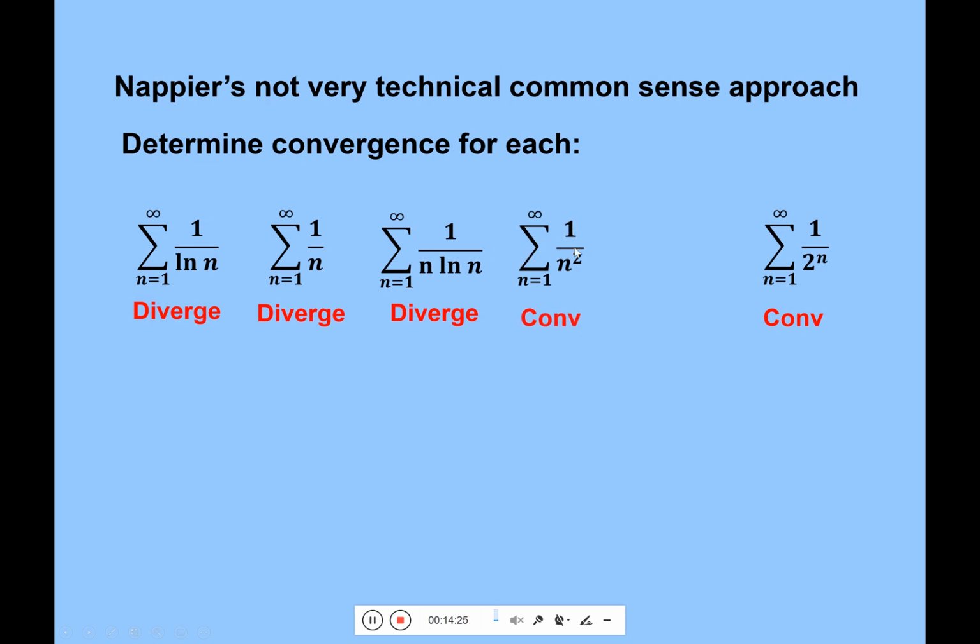But again, with 1 over n squared, there's a bigger difference in numerator and denominator than there was in, say, 1 over n or 1 over n natural log of n. So do you see how we're kind of comparing everything to this 1 over n?